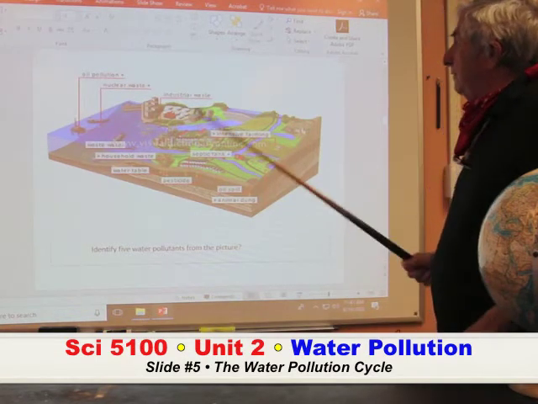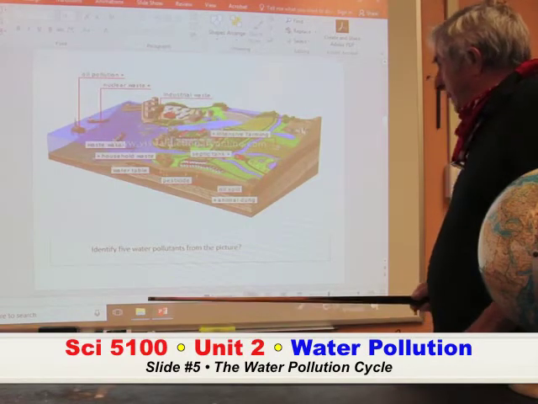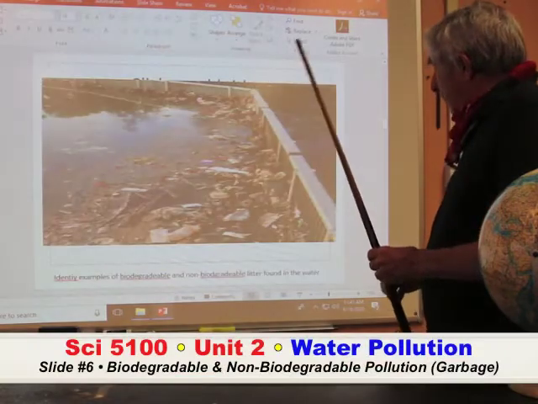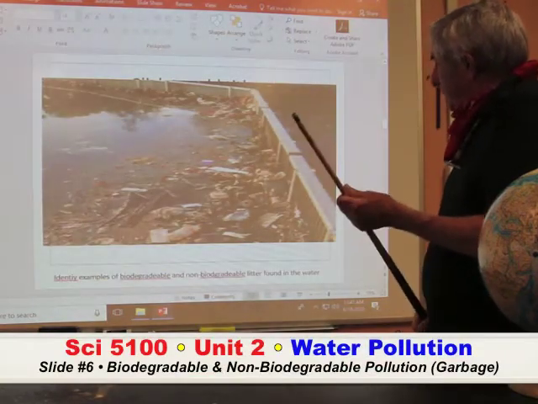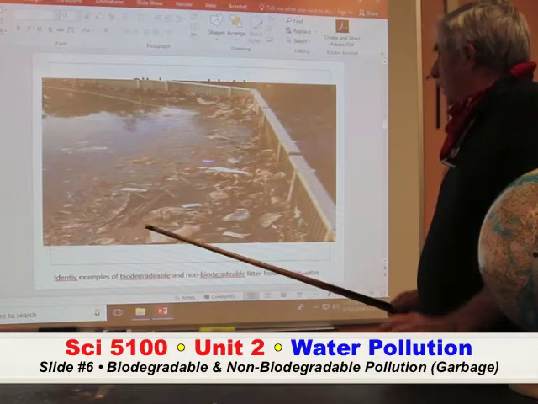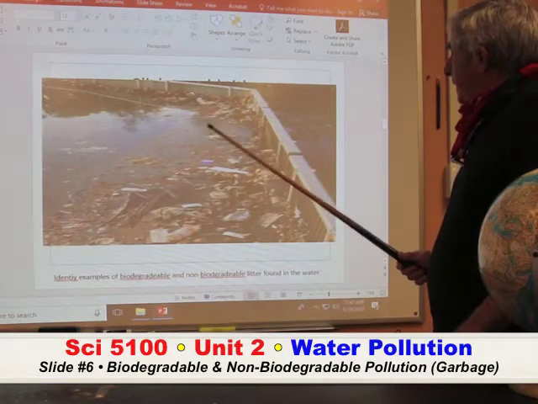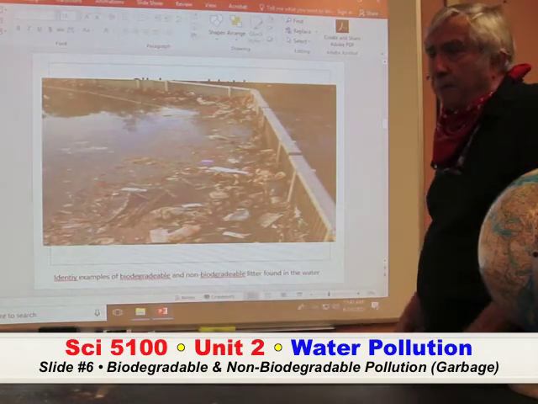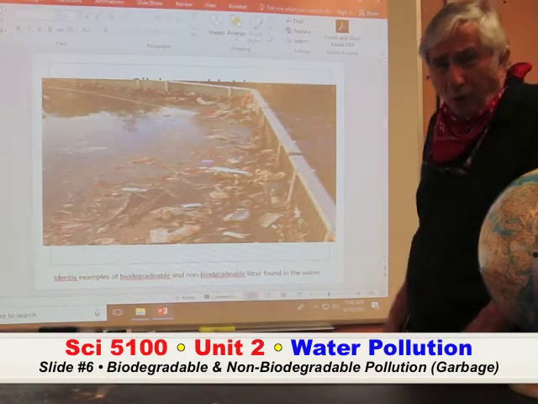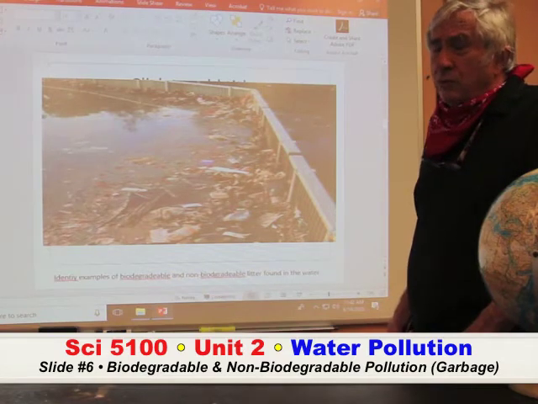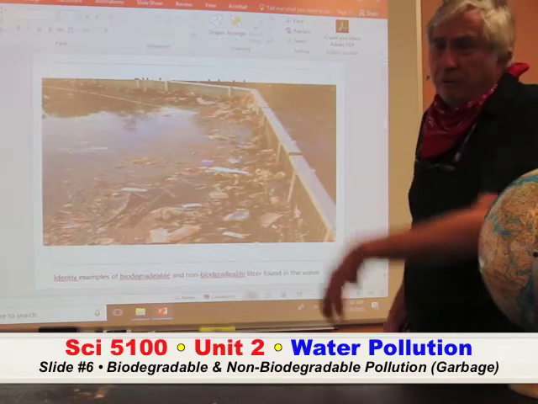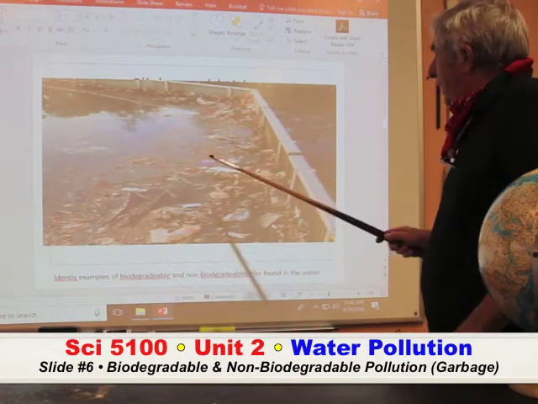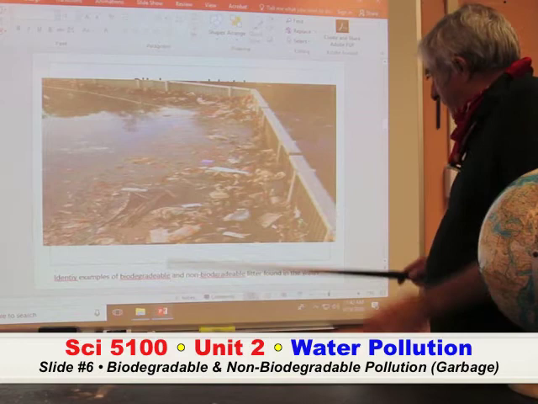So here we have different examples of pollution, and that's pollution pretty much along the shore. The connection between the water and the land is very, very direct. So anything that we dump on the land will wind its way into the water. We don't recycle. We just throw stuff away. And so if it rains, it's going to carry the material. And here we have a whole variety of materials.